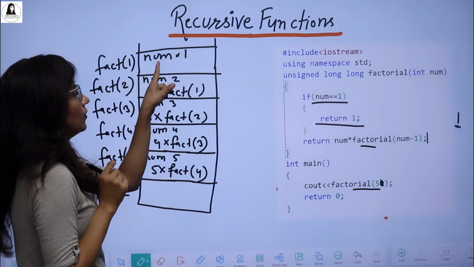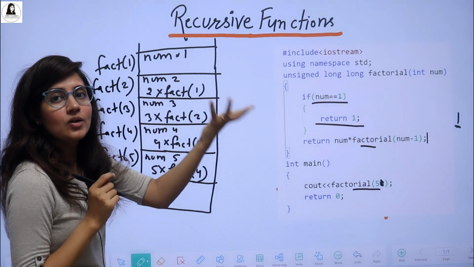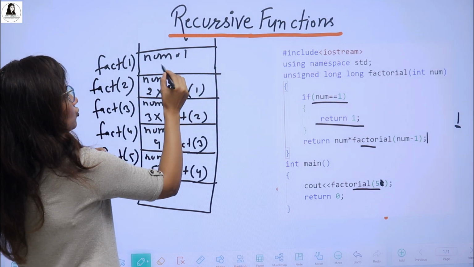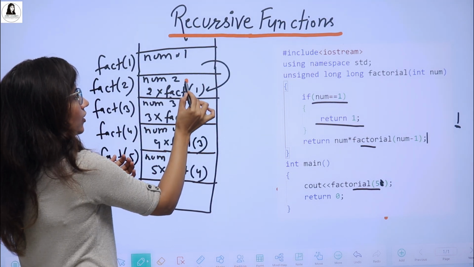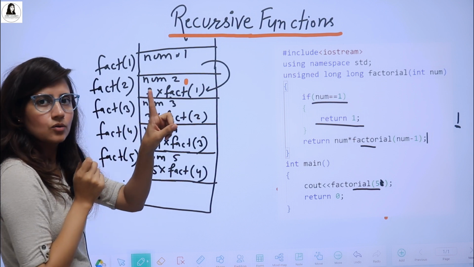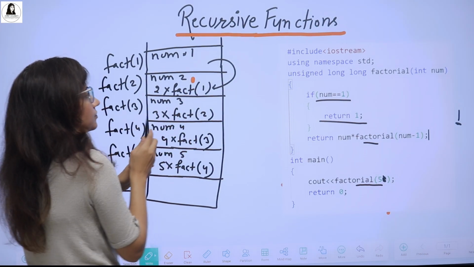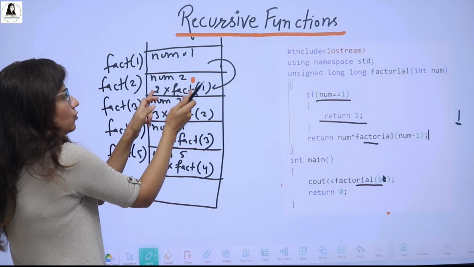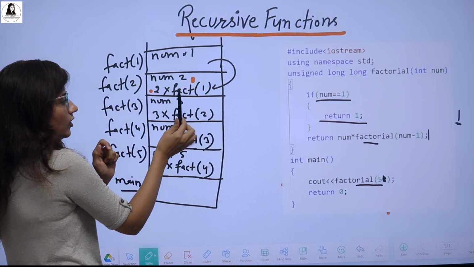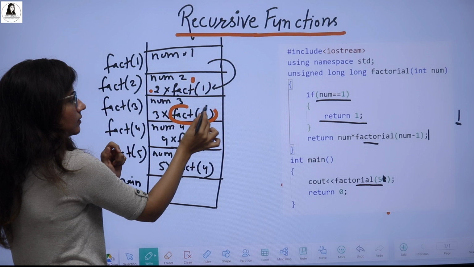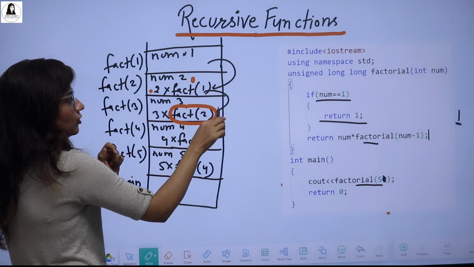So this function will return 1. Where to return? Where you are calling this function. Here. So it will return 1 to here. So fact 1 is 1. So 2 into 1 is 2. Now this function will return this value where? We are calling this function from here, right? So it will return this value 2 to here.